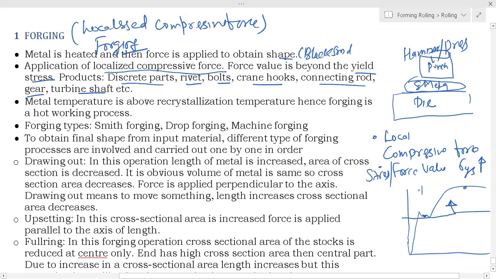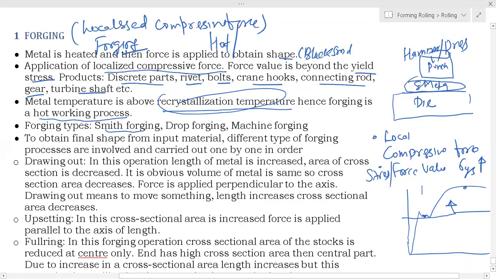Beyond this, the metal temperature is above the recrystallization temperature. Already we have discussed that recrystallization is the temperature at which the old, rough grains obtained from previous working processes disintegrate and convert into small, fine, equiaxed grains. So recrystallization happens, and it is a hot working process.